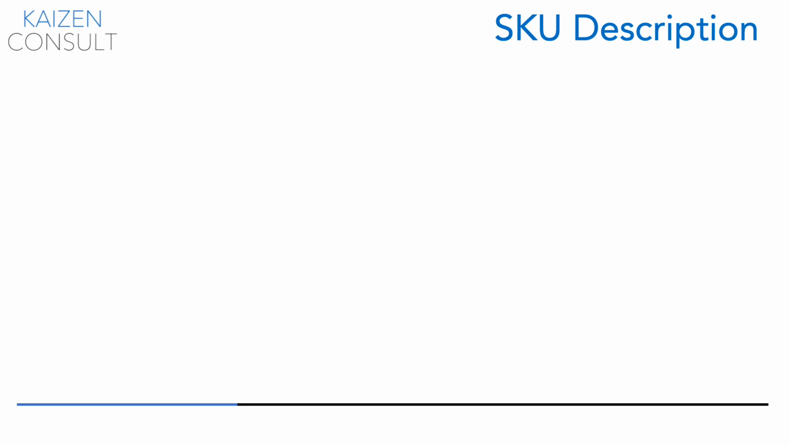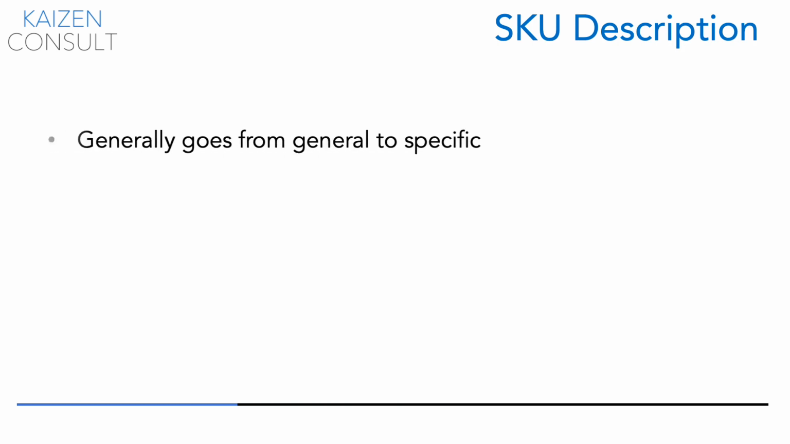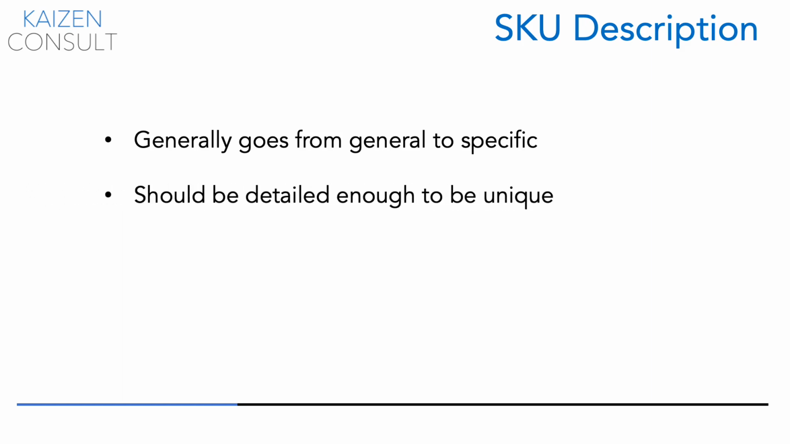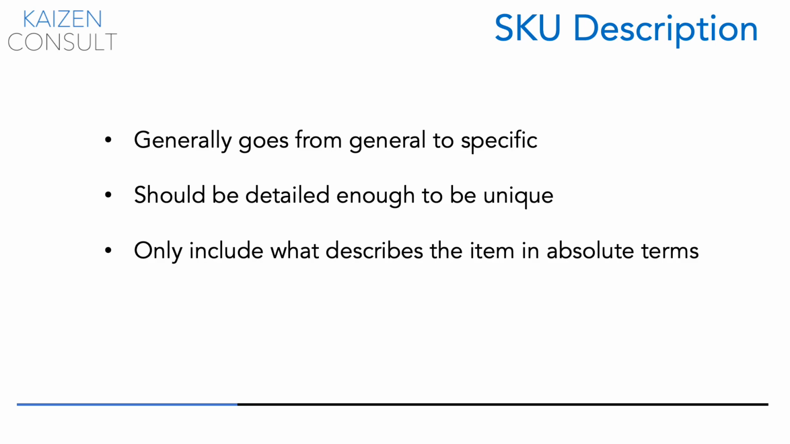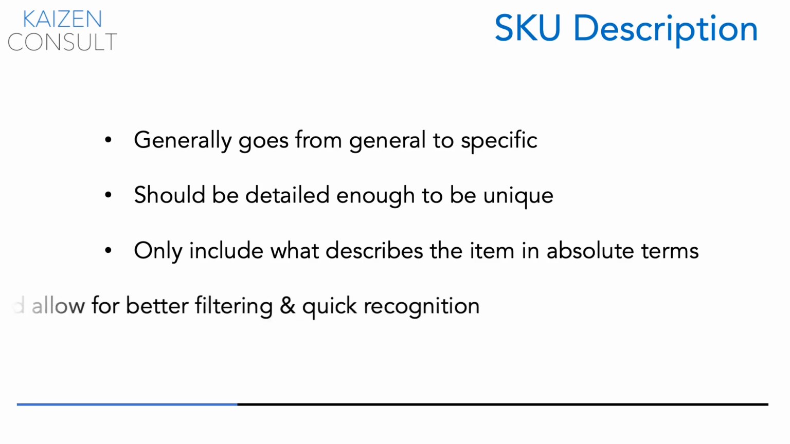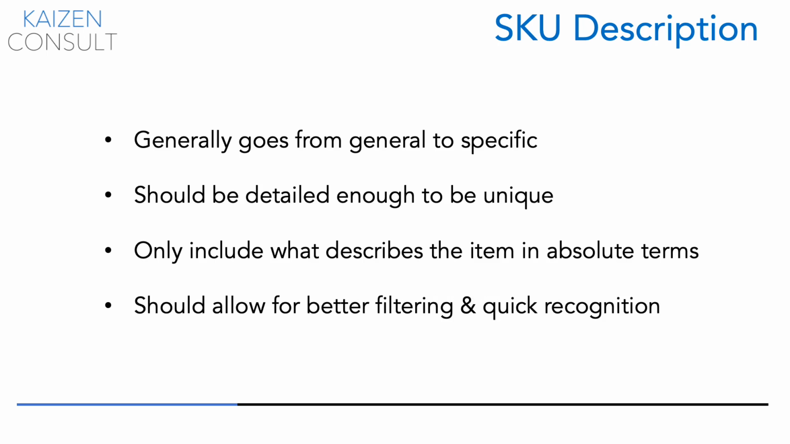How would you go about building an SKU description? First, it would generally go from general to specific. It should be detailed enough to be unique. We do not want to have two SKU references with the same description to avoid confusion. Only include what describes the item in absolute terms, which do not change. It should allow for better filtering and quick recognition of the part.